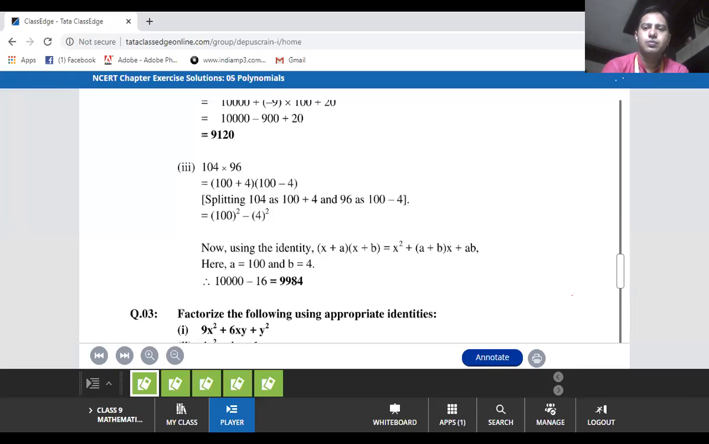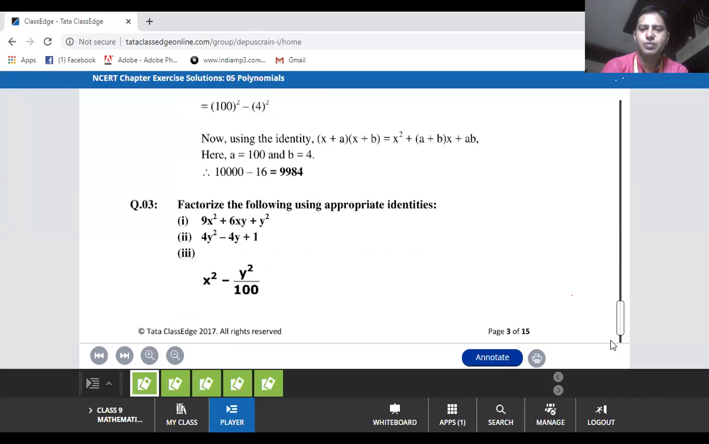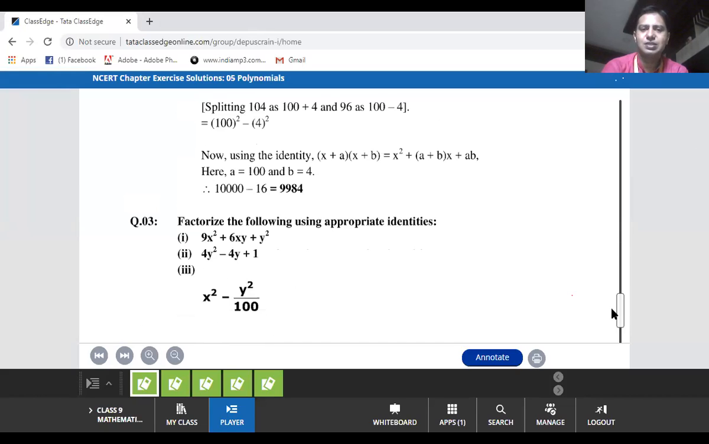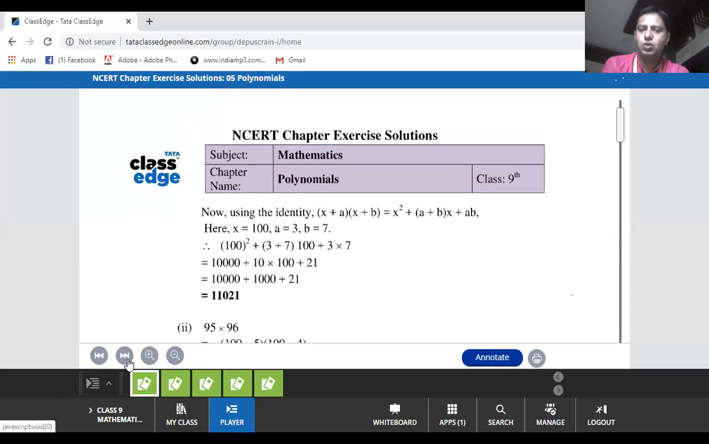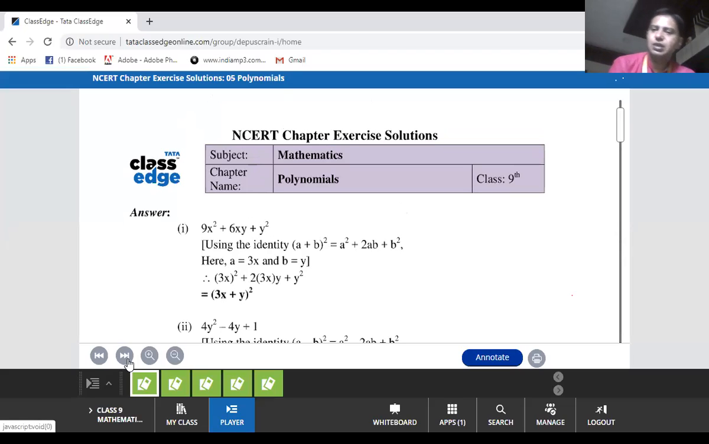Now, the next question we have here is, we need to factorize using a suitable identity, 9x square plus 6xy plus y square. Just closely observe the question. 9x square is nothing but the square of 3x. 9 is the perfect square of 3, whereas y square is the perfect square of y.